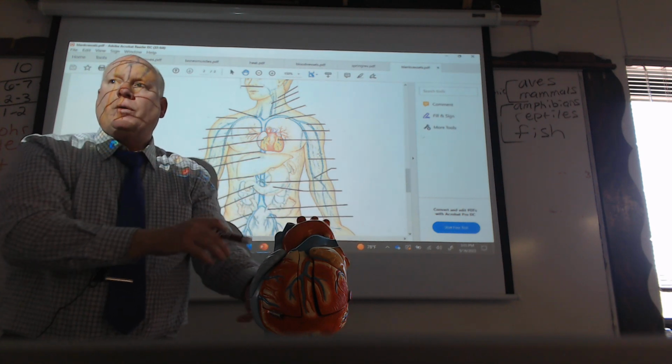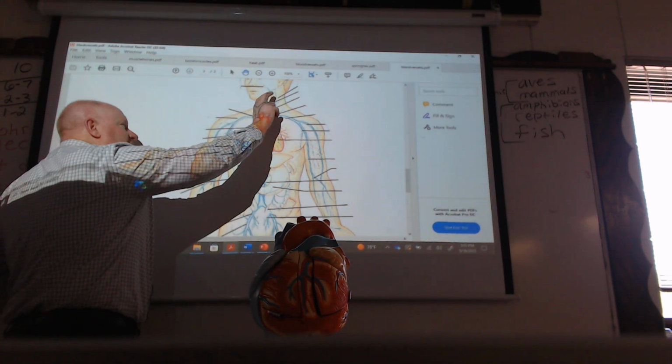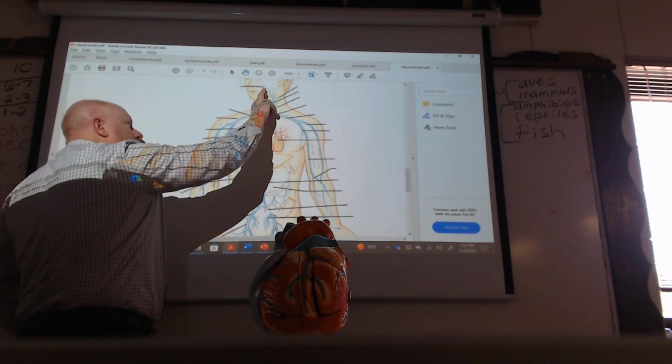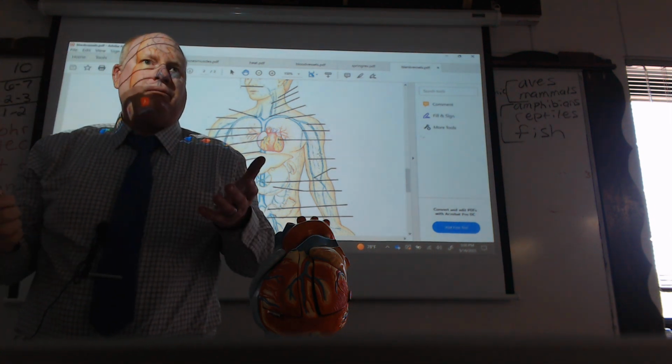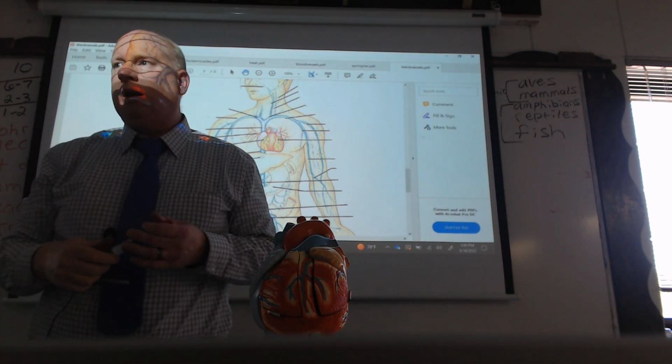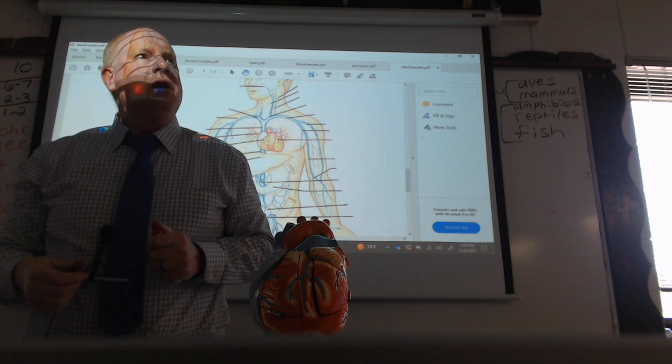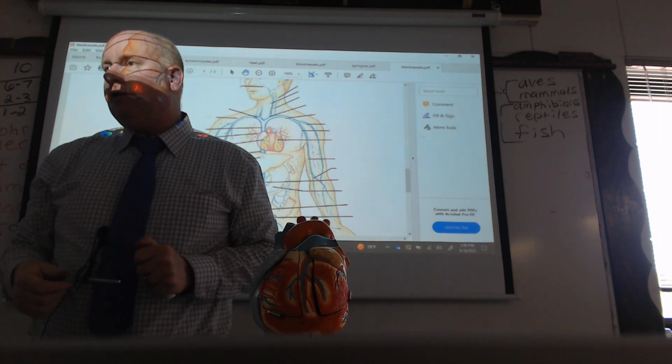Okay? So these veins and arteries can do the same thing. They will twist and turn around here. Otherwise, if they did not do that, they could possibly break. That's just the way that we're designed. Okay? I think that's enough for today.